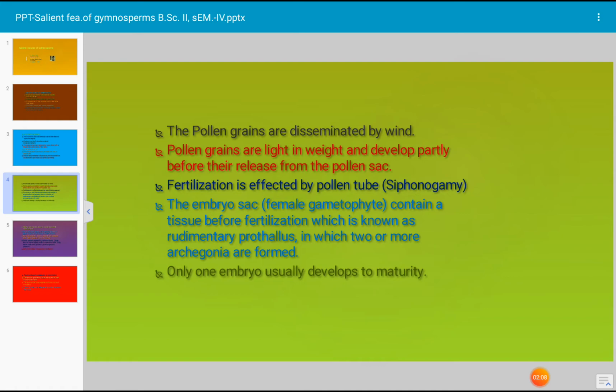Pollen grains are light in weight and develop partly before their release from the pollen sac. Fertilization is effected by pollen tube. The embryo sac, that is the female gametophyte, contains a tissue before fertilization which is known as rudimentary prothallus, in which 2 or more archegonia are formed. Only one embryo usually develops at maturity.